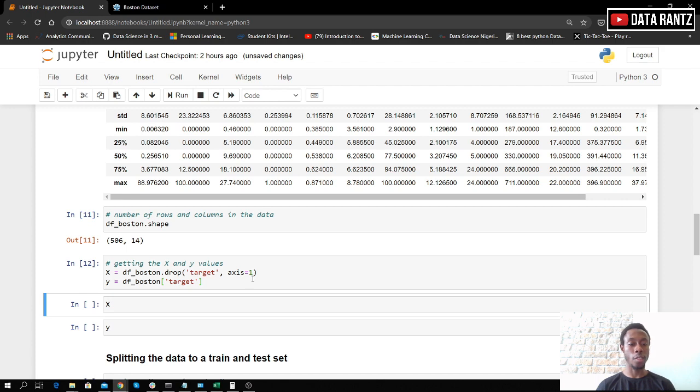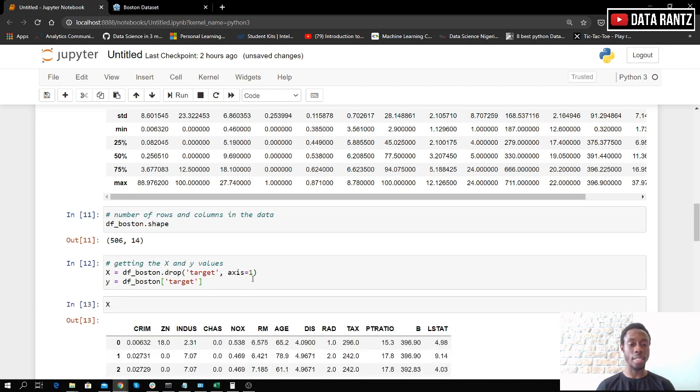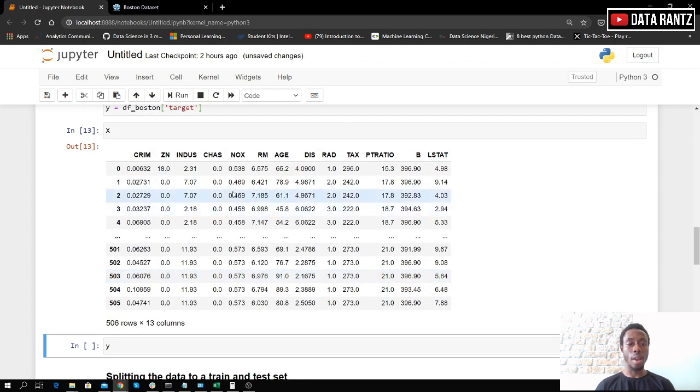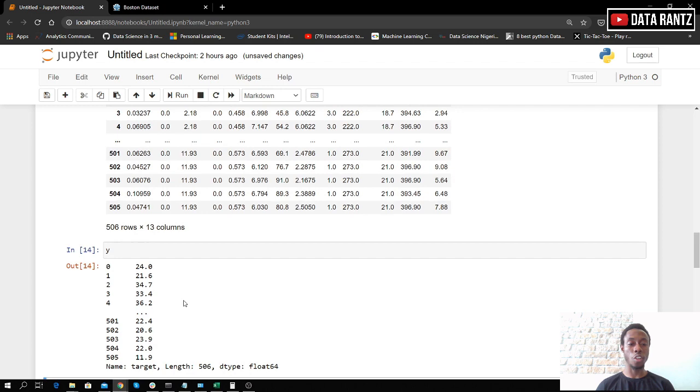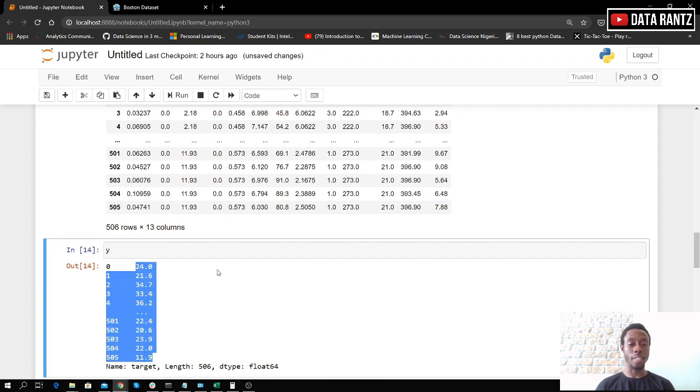So let's run that. Okay, so right now let's view our x. We can see that our x contains 13 different features except the target variable, which is what we really want to predict. You can see that from here. And then our y basically contains just one feature, which is the target.